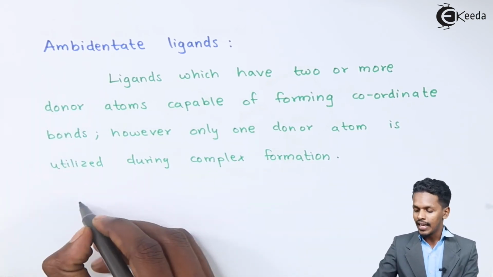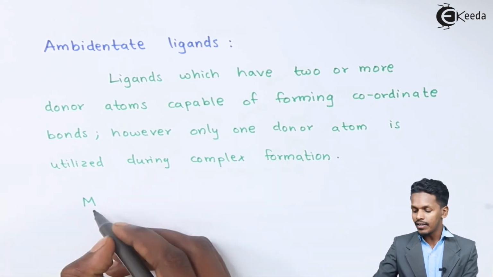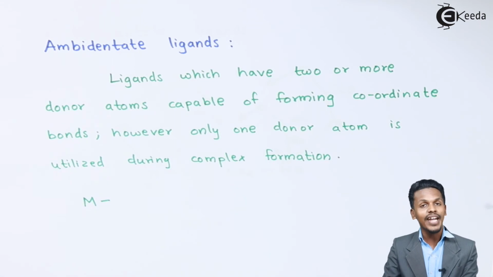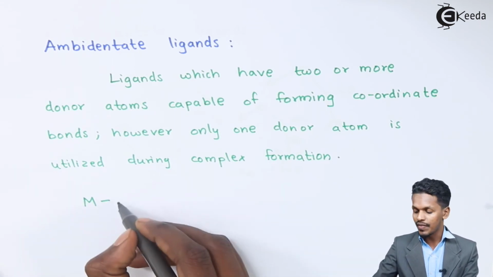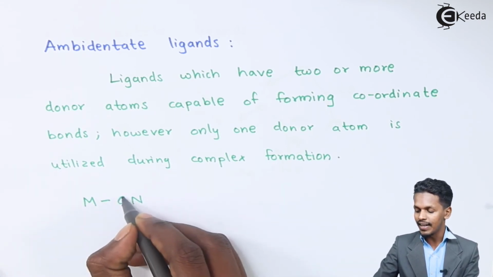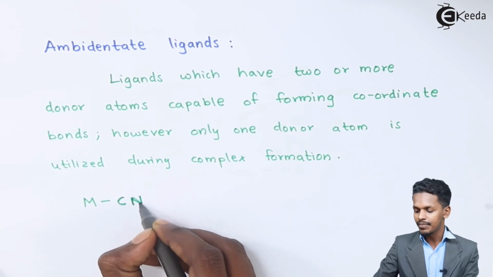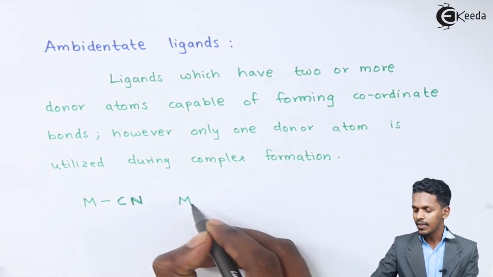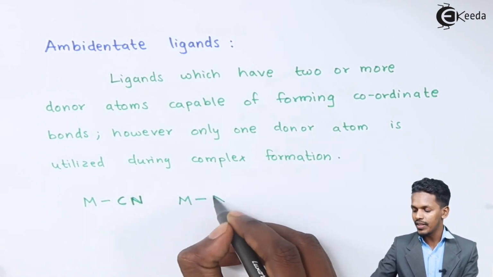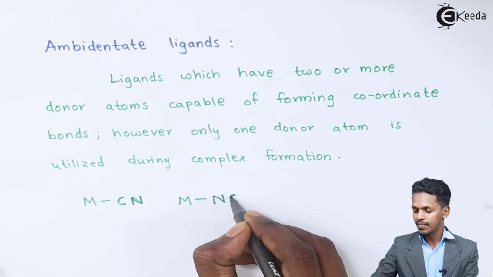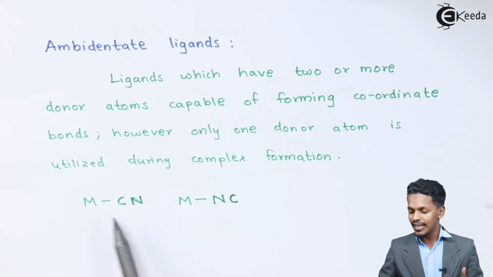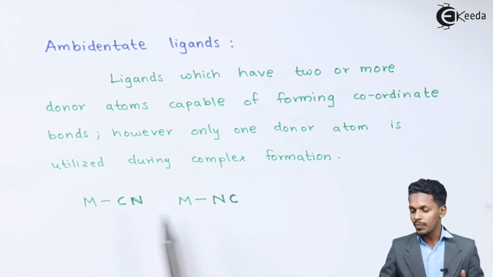For example, if a metal is combined with various other ligands, and suppose I'm considering CN, that is cyanide, as a ligand. In this case, the carbon is associated with this metal. But suppose I'm considering this metal which has an attachment with nitrogen, so therefore this is isocyanate. In that case, we have understood that the carbon here was a donor, but here the nitrogen is a donor.